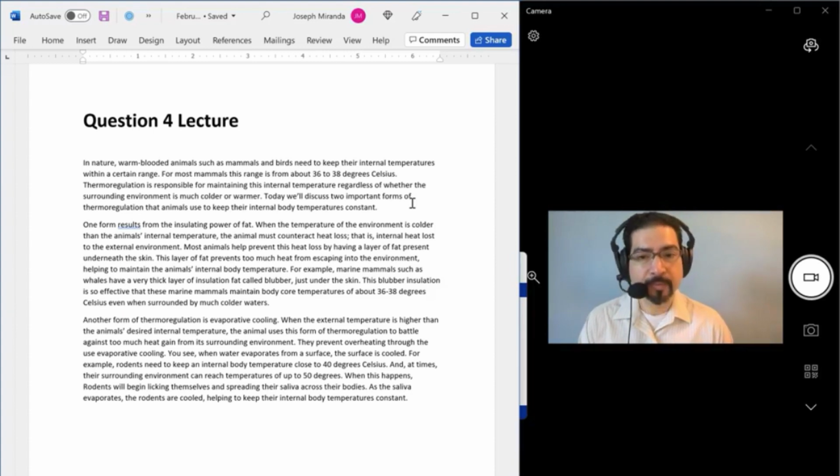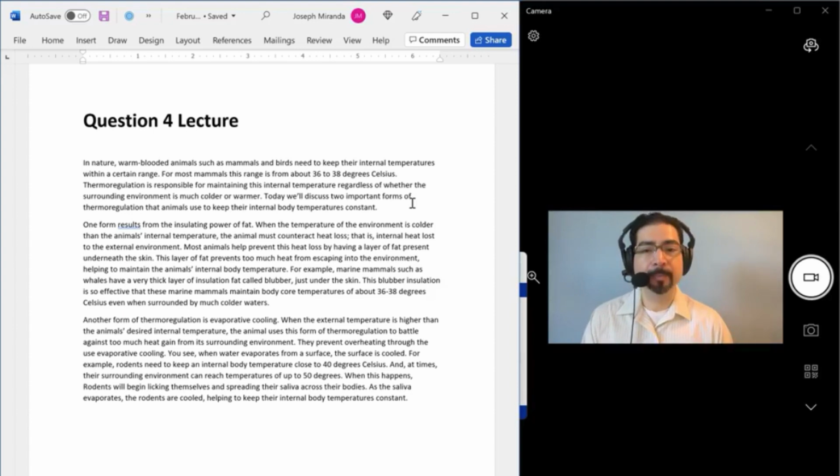Another form of thermoregulation is evaporative cooling. When the external temperature is higher than the animal's desired internal temperature, the animal uses this form of thermoregulation to battle against too much heat gain from its surrounding environment. They prevent overheating through the use of evaporative cooling. You see, when water evaporates from a surface, the surface is cooled.